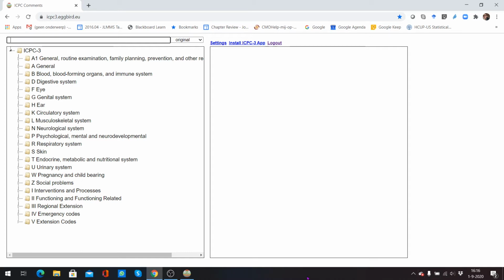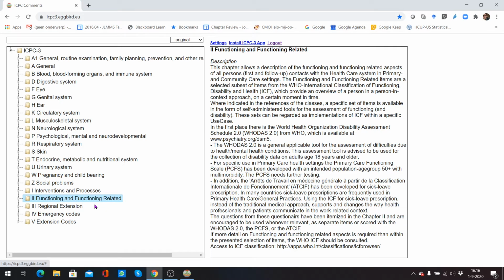The chapter Functioning and Functioning Related is under the Roman II. I click on it. This chapter describes functioning and functioning related aspects of persons or patients in the context of health. In the right-hand window, you can see a comprehensive description of this chapter.